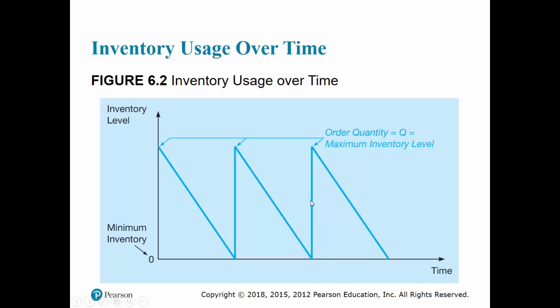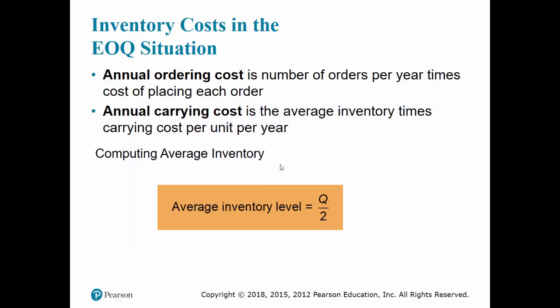Why is that? Well, in one given cycle, we start with Q and we end the cycle with 0. So the average is Q plus 0 divided by 2, Q over 2 for this cycle. The same thing happens in the next cycle. We start the cycle with Q and end the cycle with 0. So Q plus 0 over 2, Q over 2. So every cycle the inventory averages Q over 2 all through the year, and therefore the annual average inventory level will be Q over 2.